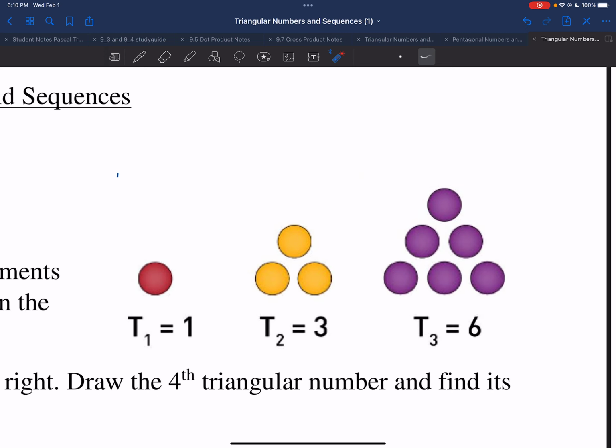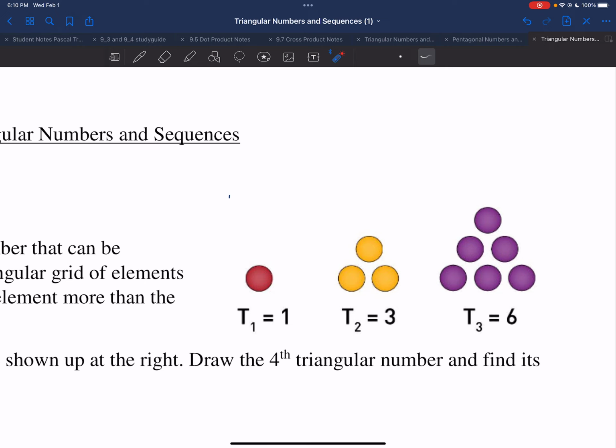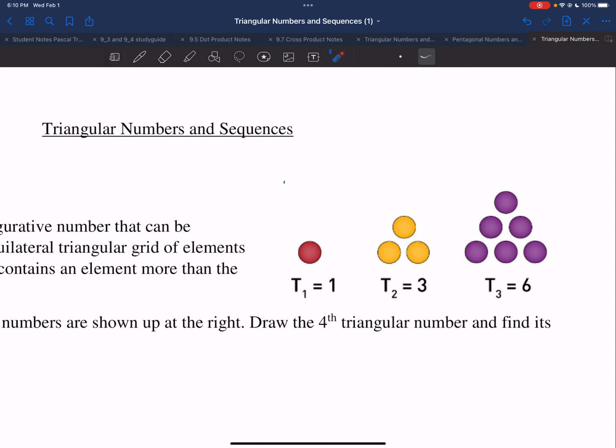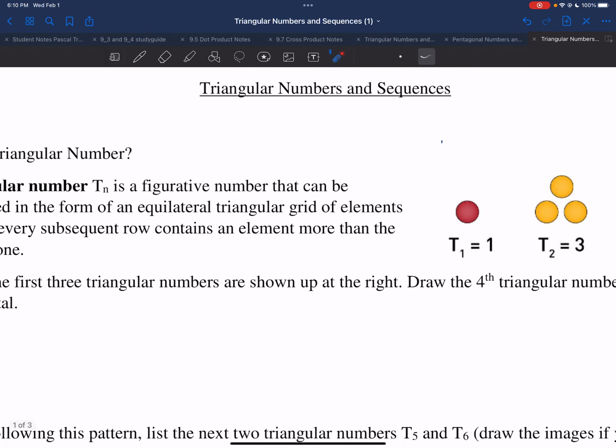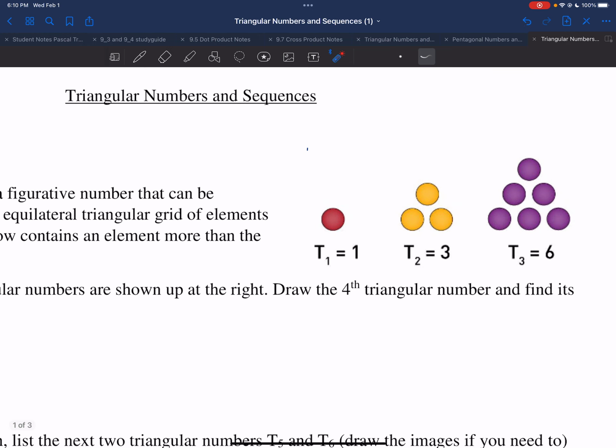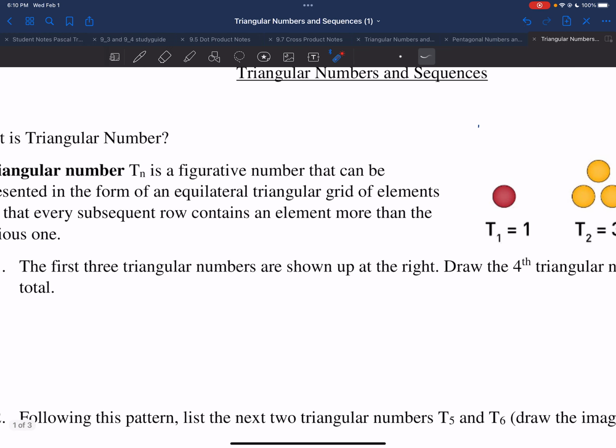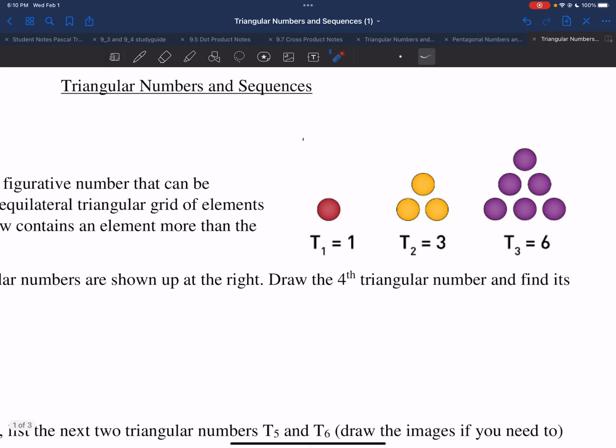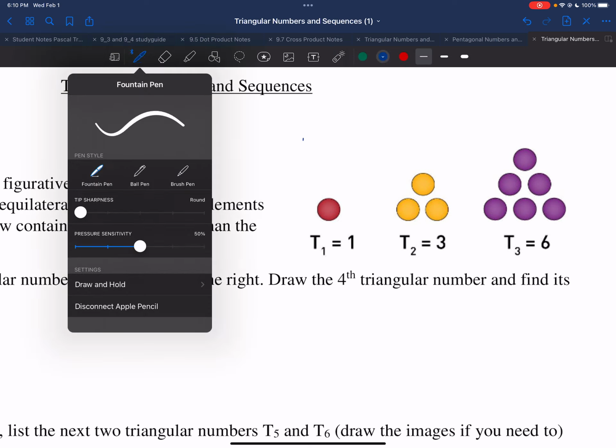So given that pattern, we want to draw the 4th triangular number and then find its total. I'm going to ask you to pause this video and draw it out on your paper and then come back and we'll check it together. Okay, let's take a look.